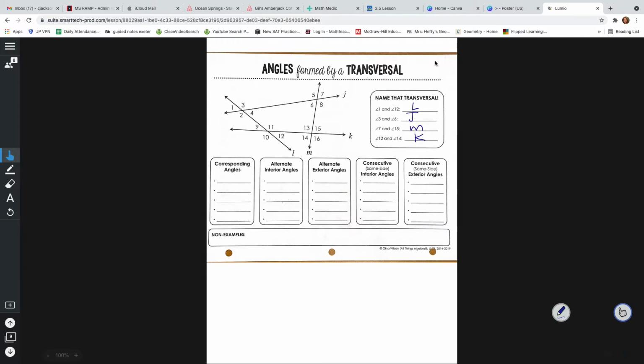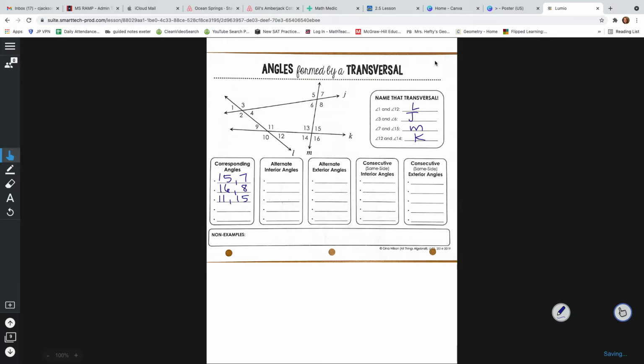So if I'm looking for corresponding angles, if you will just pick a transversal, okay, I'm going to pick transversal M. So if I'm looking at transversal M, this over here is irrelevant. I don't need it. So if I'm looking at M, give me a set of corresponding angles. 15 and 7. All right, give me another set from anywhere. 8 and 16. 11 and 15.